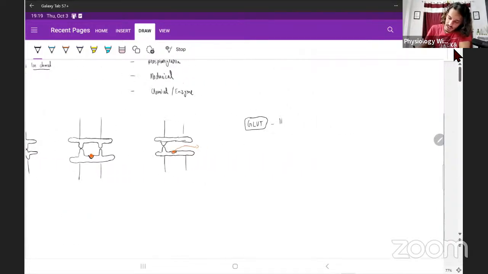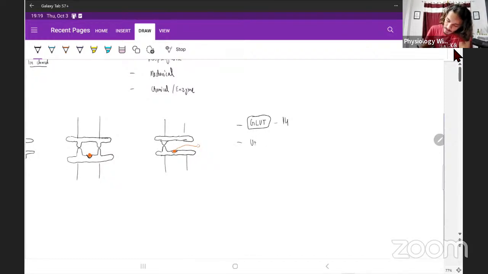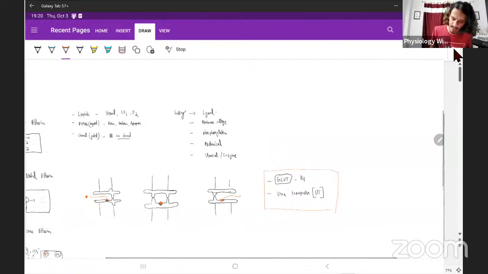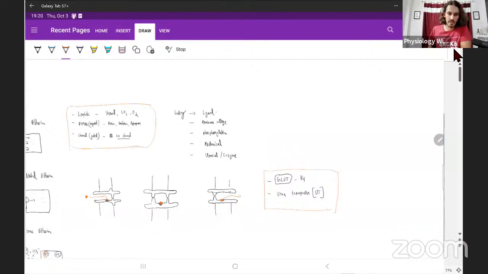Around 14 different types of GLUTs are known so far. Apart from GLUT, we have urea transporters, UT, which you learn in the renal system, important for concentration and dilution of urine. I'm again giving you examples because this is what gets asked in the question, either as MCQ, fill in the blanks, or as part of the question, they'll expect you to give examples for each.